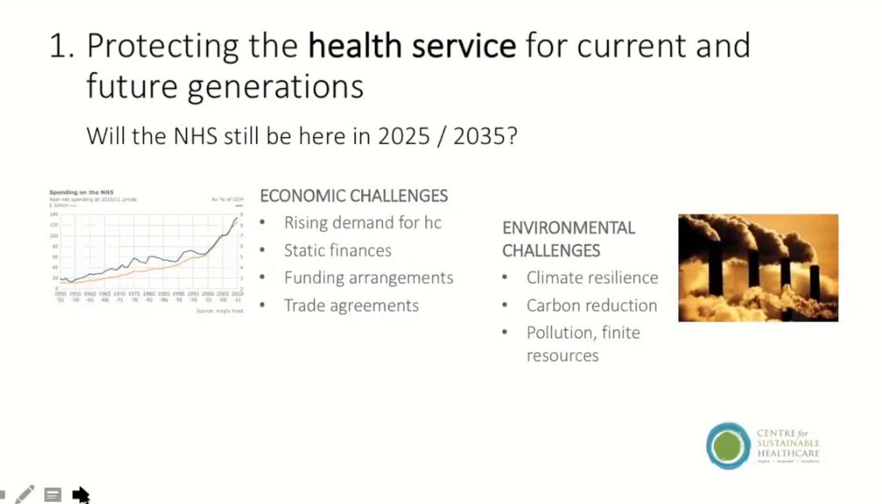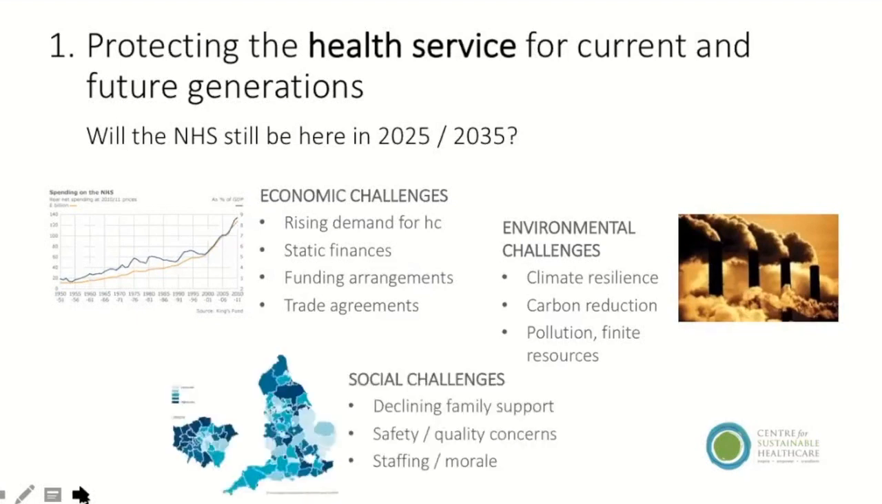So looking at environmental challenges, is the health service resilient to future environmental changes or even current ones in terms of extreme weather events or changes in patterns of disease that you might see from climate change, for example? What about resilience in terms of transition to a low carbon world? Are we prepared, and do we know what our health service needs to look like for that? And then impacts of pollution and finite resources on the ability to provide healthcare and the demand for healthcare.